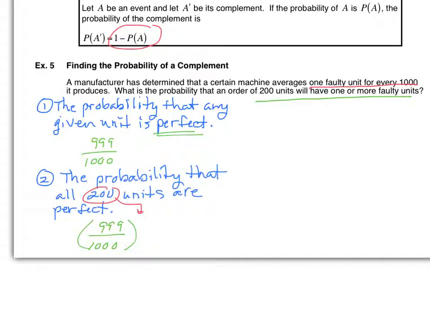So we're going to take that 999 out of 1,000 and we're going to raise that to the 200th power. Now you're not going to actually find that right now. It's actually going to be a decimal that's less than 1 because you're taking 999 over 1,000, which is a fraction less than 1, and you're raising it to an exponent. It's going to be a number less than 1. It's like 82% or something.